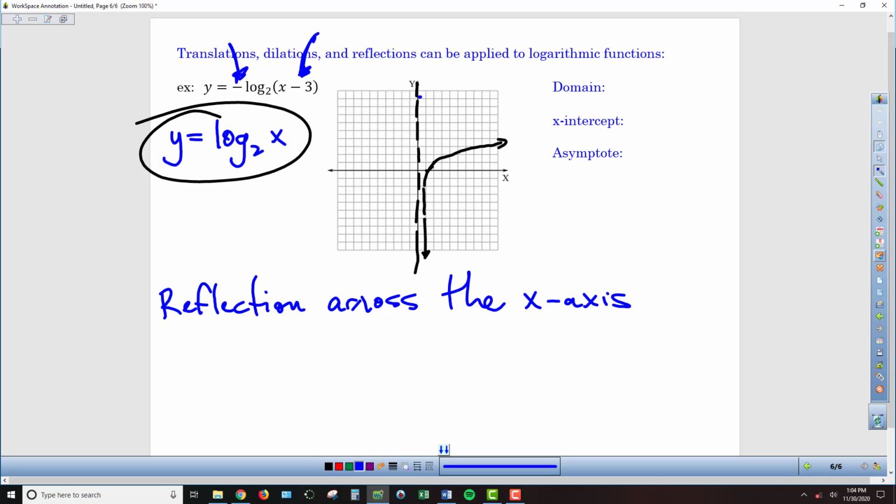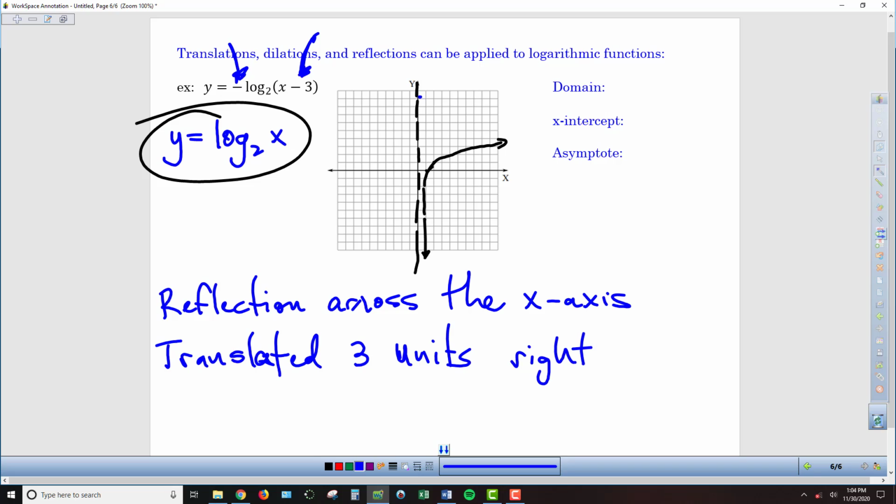We also have this minus 3 on the inside, so that means we have a horizontal translation, and it's the opposite of the positive or negative sign that we would expect. So we're translated 3 units to the right. That means everything is going to move 3 units in that direction, including our asymptote. So we'll go ahead and move that over in blue here. We'll have a vertical asymptote now at x equals 3.